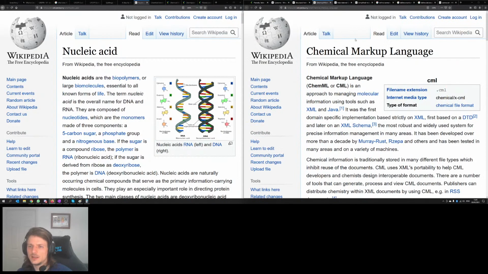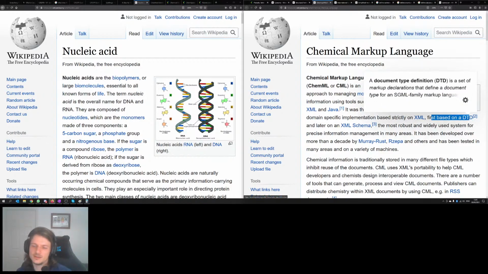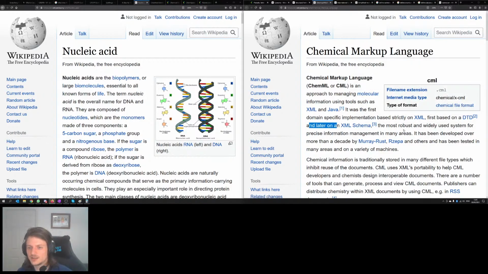CML, Chemical Markup Language. This sounds good. This sounds a bit more codey. Is an approach to managing molecular information using tools such as XML and Java. It was the first domain-specific implementation based strictly on XML. First based on a data transfer, what is that? Document type definition, yeah, I knew that. And later on an XML schema.